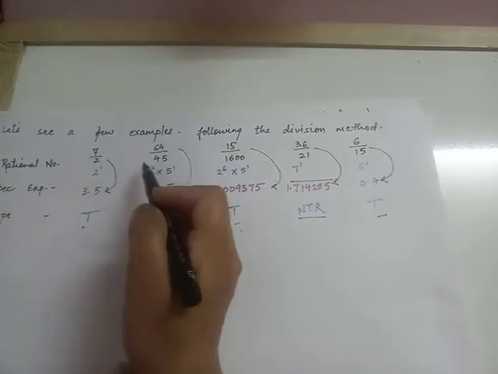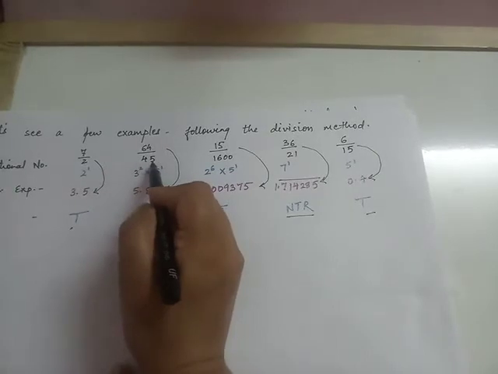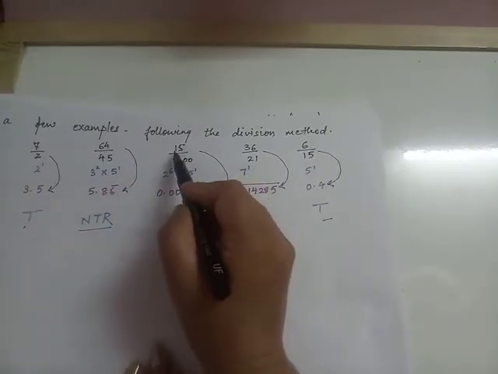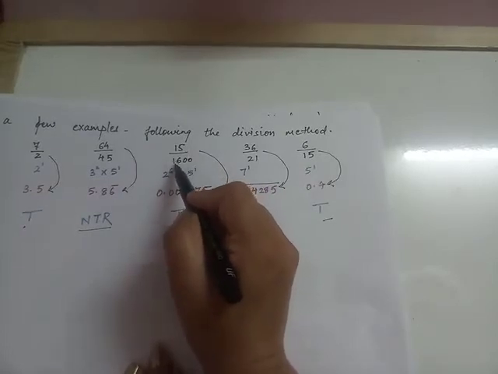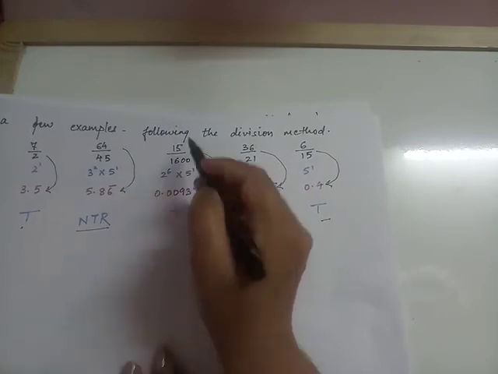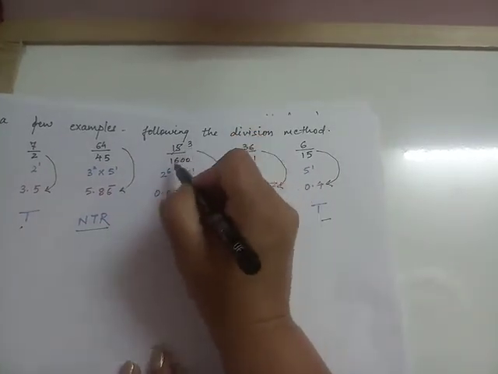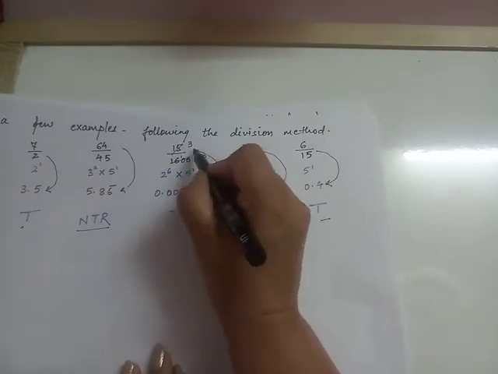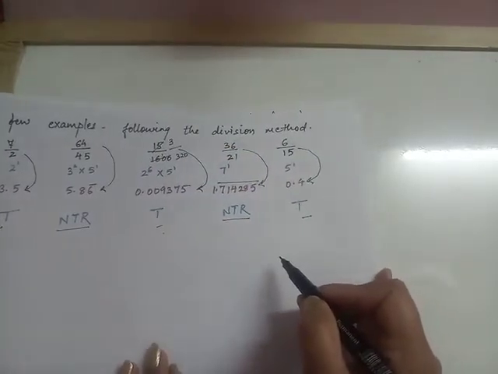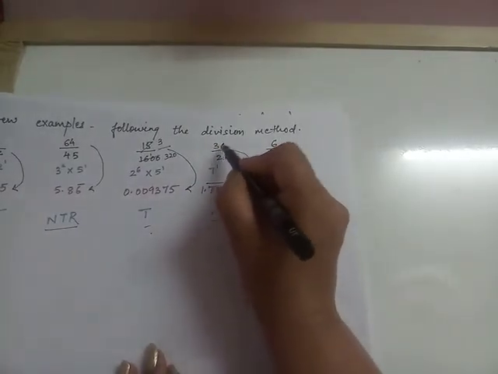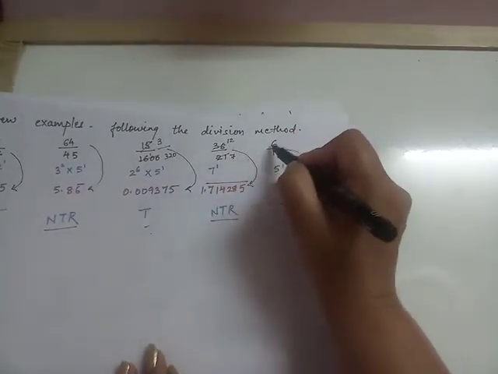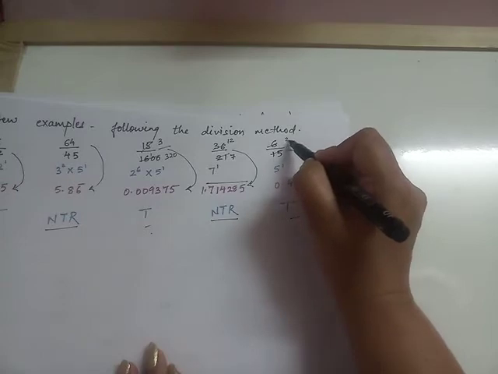If I go further, I see 64 upon 45. These are also co-prime numbers. They are in their simplest form. 15 upon 1600. Now, both of them come in table of 5. They are not co-prime. So let them be cancelled and we must find out the simplest form of their fraction. Here also this can be cancelled by 3 and this can also be cancelled by 3.